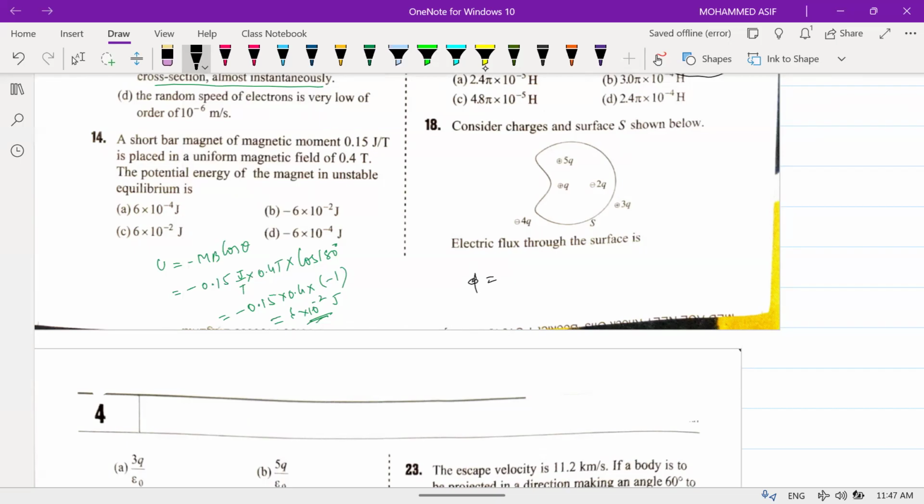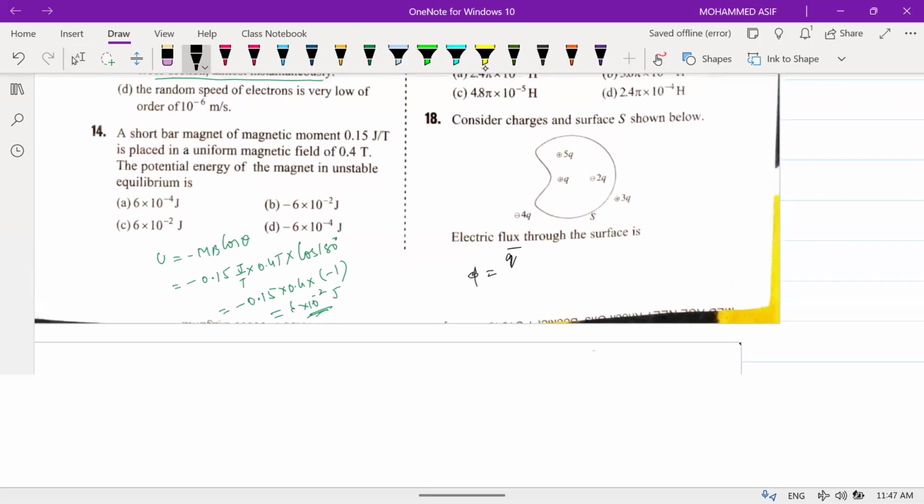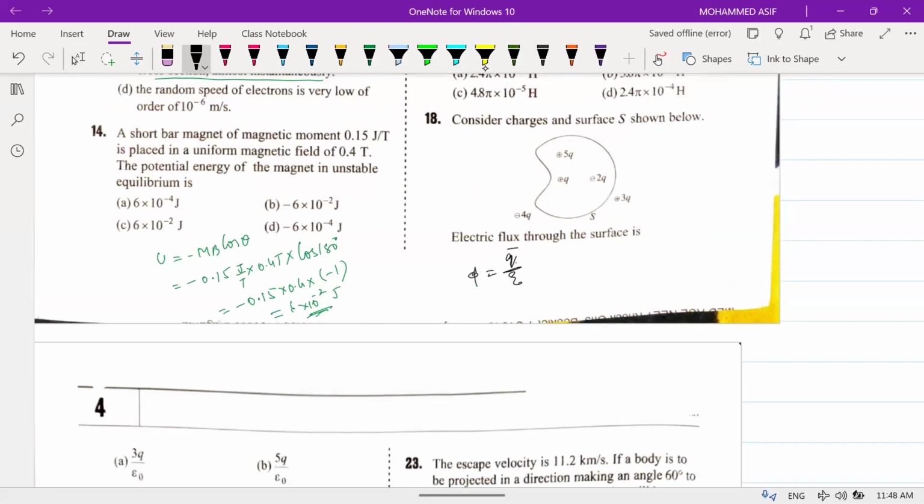Flux is equal to charge enclosed divided by epsilon naught. What is charge enclosed? It is 5 plus 1 minus 2, all divided by epsilon. This will be equal to 5q, 2q. That means this value will become 4q divided by epsilon. This is q each time. So 4q divided by epsilon.